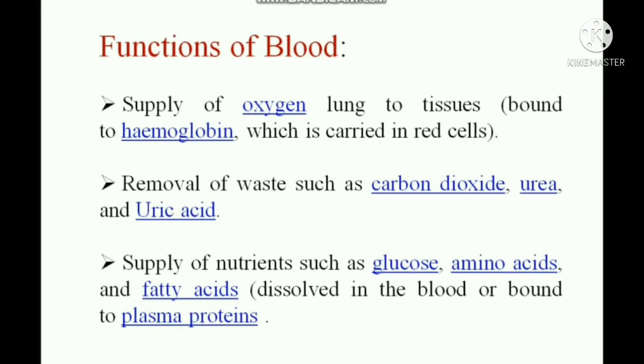Blood supplies oxygen from the lungs to the tissues, bound to hemoglobin, which is carried by red cells. It removes waste such as carbon dioxide, urea and uric acid. Blood supplies nutrients such as glucose, amino acids and fatty acids, which dissolve in blood or are bound to plasma proteins.